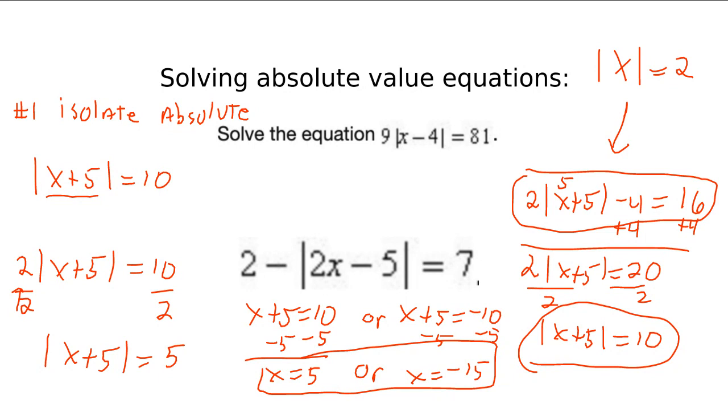It works. Then if I put -15 in here, -15 plus 5 is -10. The absolute value of -10 is +10. 2 times 10 is 20. 20 minus 4 is 16. It works again. So you can always check your answer at the very end just by plugging it back in.